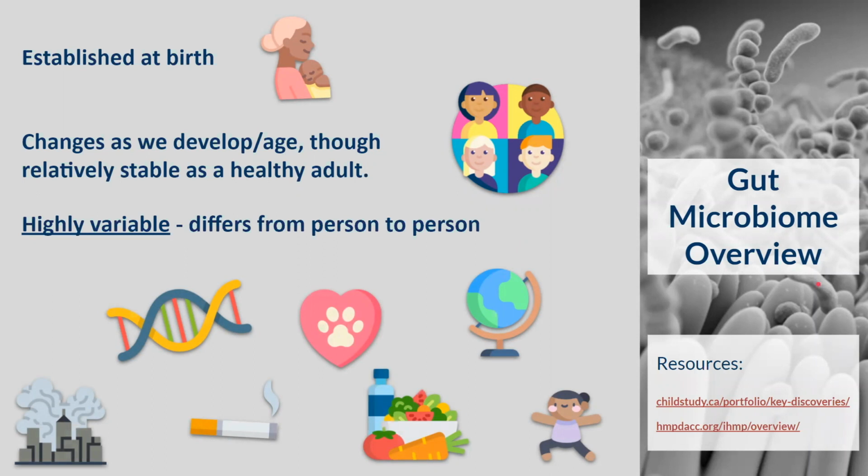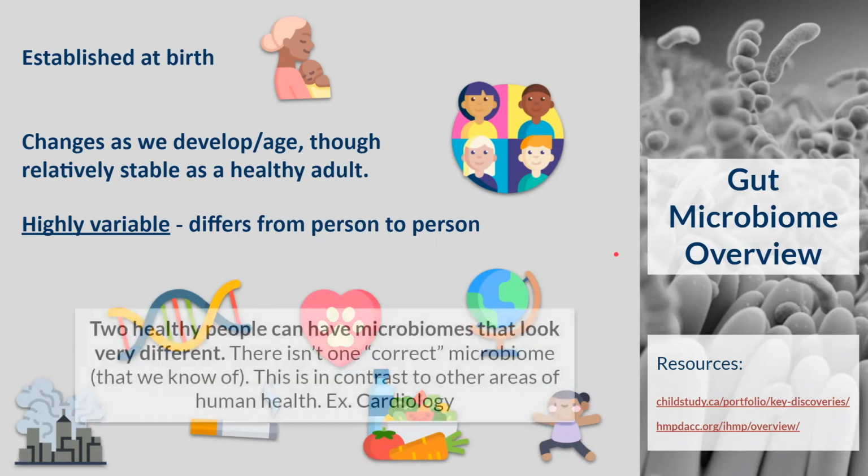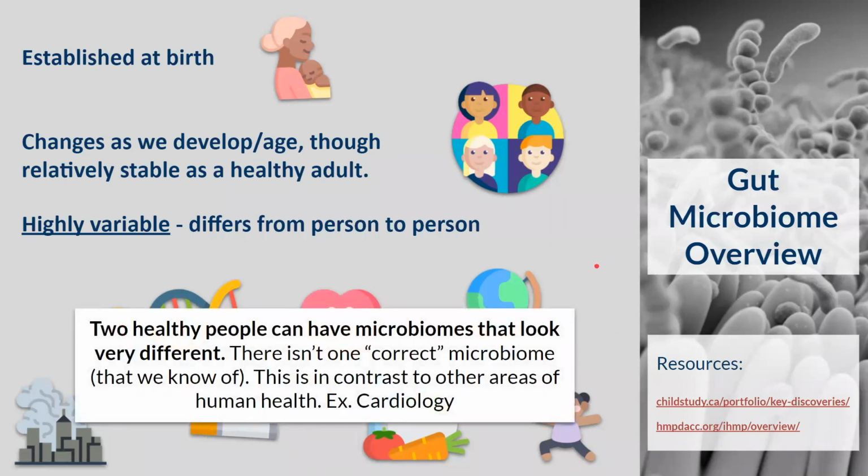We know that the composition of that microbial community can depend on things like genetic factors, geographical location, diet, exercise, smoking status, and we're even starting to understand how factors like pollution and even having pets might influence our microbiomes. So the real takeaway from this is that two healthy people can have microbiomes that look quite different. There's no one correct microbiome that we know of now.